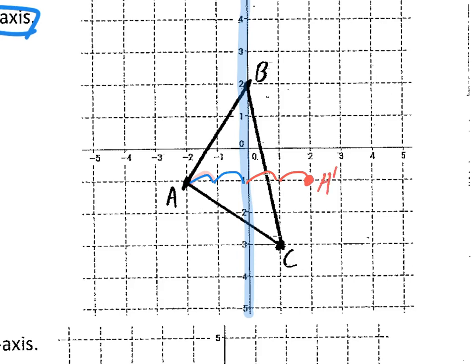B is already on the y-axis, so there's really nothing to reflect on that one. So B is going to stay right where it's at. So this is going to be B prime as well. It's kind of like imagine putting your hand on a mirror. Well, your hand is already there. There's nothing to really change about it. For C, C is one place away, so C prime will also be one place away. Now I'm going to connect my dots. Same image, just been reflected.